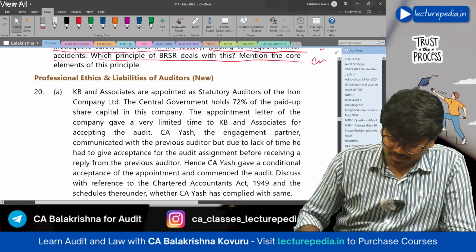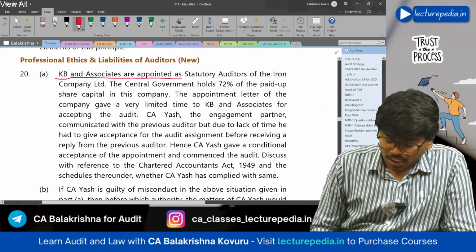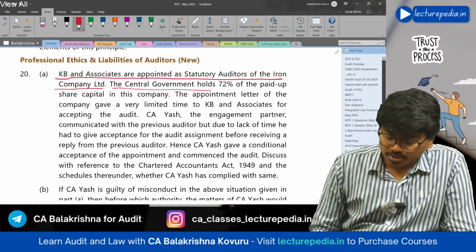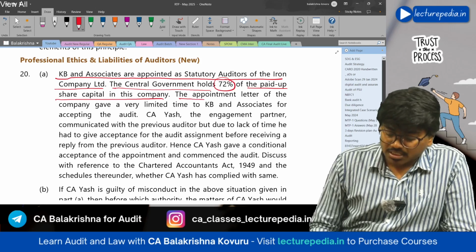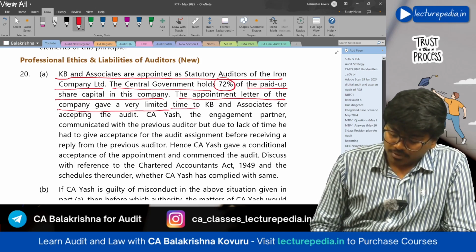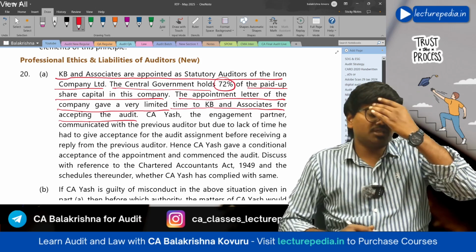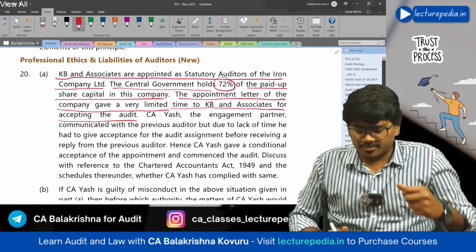Next, question number 20. KB and Associates are appointed as statutory auditors of Iron Company Limited. The central government holds 72% of paid up share capital in this company. The appointment letter of the company gave a very limited time to KB and Associates for accepting the audit. See, the time that has been given for accepting the audit is very limited.